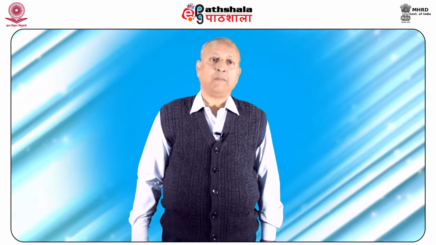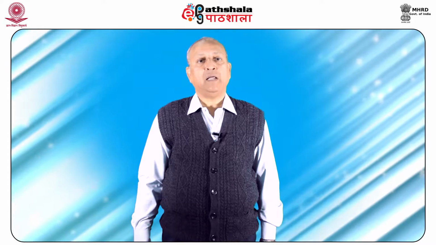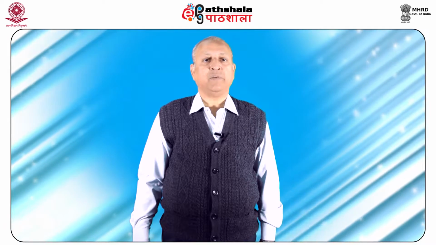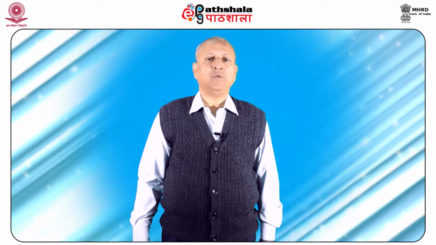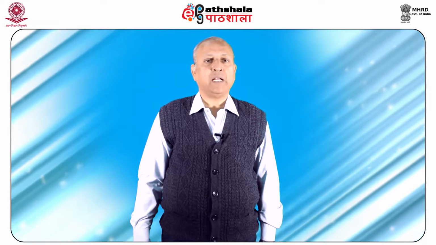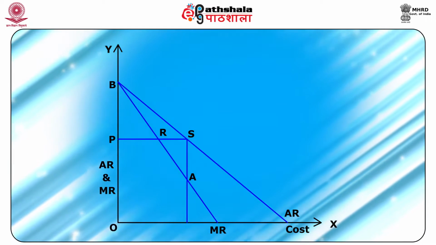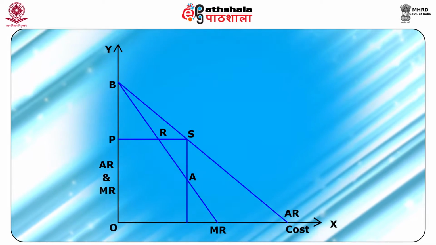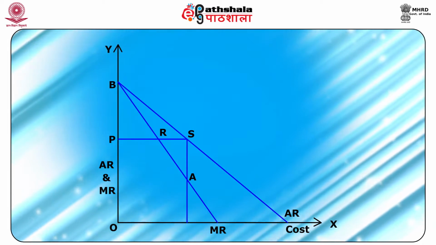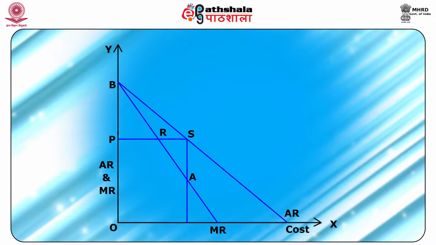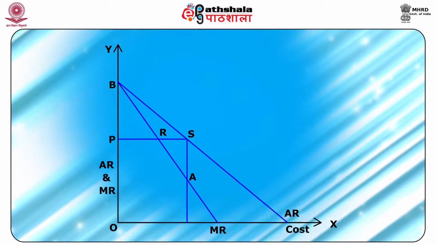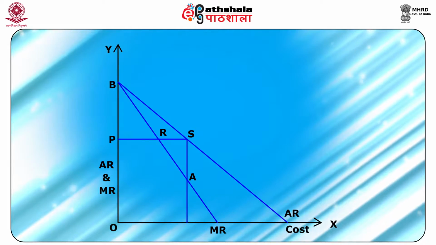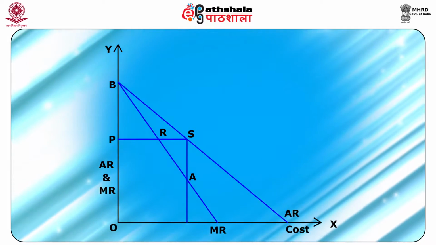Now, let us study the relationship between AR, MR and elasticity. This is a very crucial relationship that exists between the three, and this is extensively used in the theory of pricing and in practice as well. The relationship is expressed as follows: AR is equal to MR (E divided by 1 minus E), where E is the price elasticity of demand. Therefore, AR and MR are related to each other through a factor which is E upon 1 minus E.